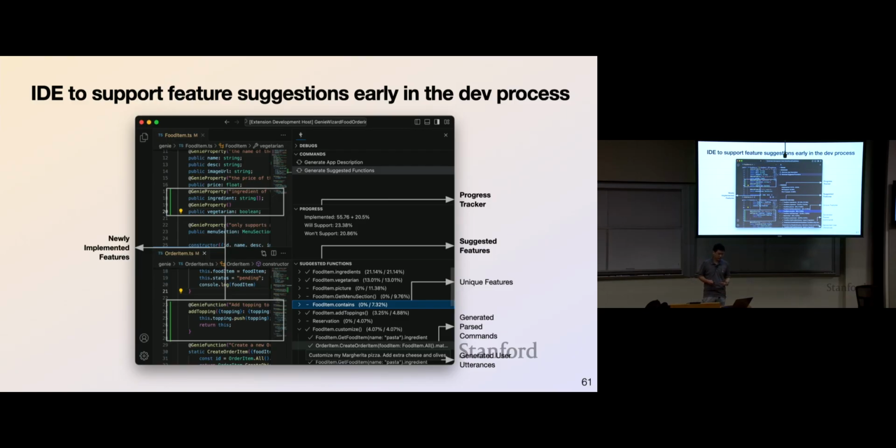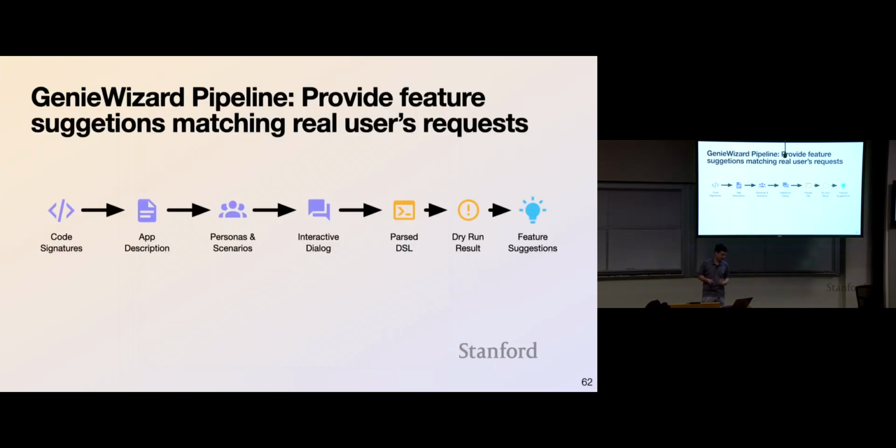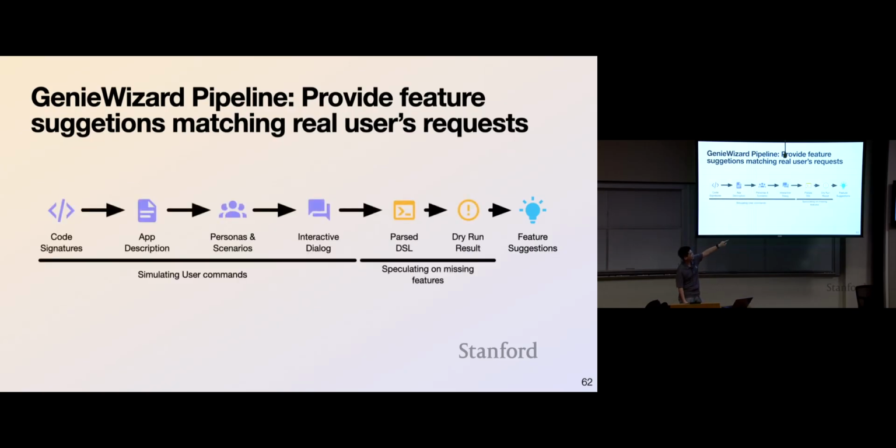So the way we make it work is, I kind of alluded to a part of it, which is the second part, actually, which is how do I speculate on what functions are actually missing. And before that, we have to first simulate what users might want to use in your app. And finally, we want to create some feature suggestions for you so that you have some actionable item when you're working on a multimodal app.